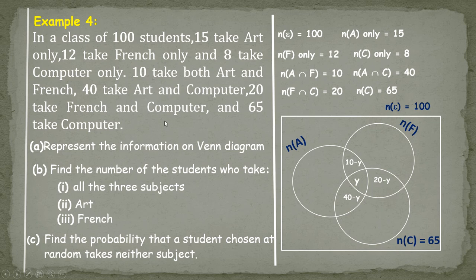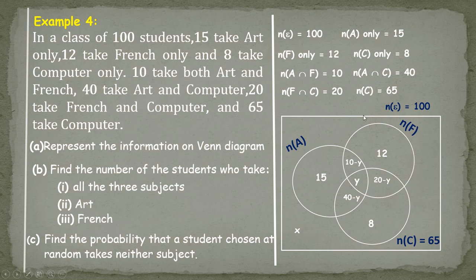We have more information that 15 take art only, so we shall put the 15 there. That is for art only. Now 8 take computer only, we shall put it there. So we have the 8 that take computer only, we have the 12 that take French only. So we have almost everything. We also have more information that some students do not take any of these subjects. So we have some students that are outside here. We can make it another unknown X.